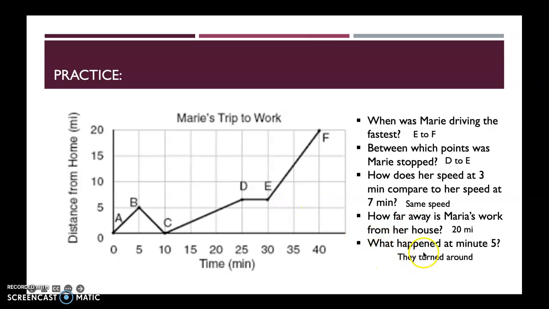And then the last question was what happened at minute 5. Minute 5 is when they turned around and changed direction. So they were going towards work, then went back home. So point B is where they changed direction. And that is how you can calculate different things on the position time graph.